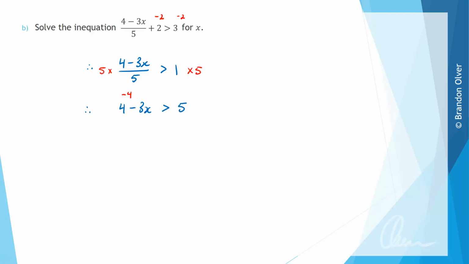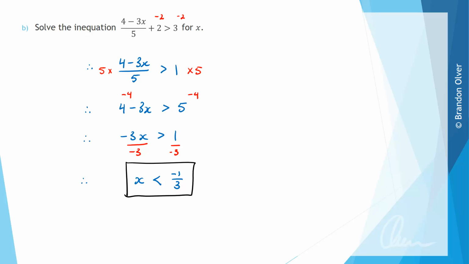Next we can subtract 4 from both sides of the inequality. Therefore negative 3x is going to be greater than 1. And finally, to get x by itself, we need to divide both sides by negative 3. However, because we've divided by a negative number, and the same would be true for multiplication, we need to flip the sign for the inequality. So we're going to have that this is now x is less than -1/3. So that is the answer for part B of this question.